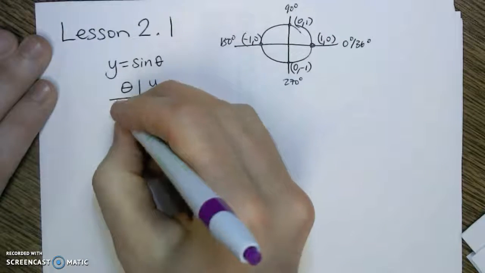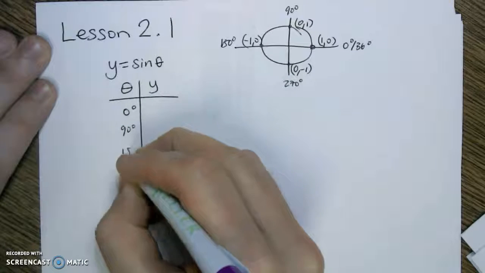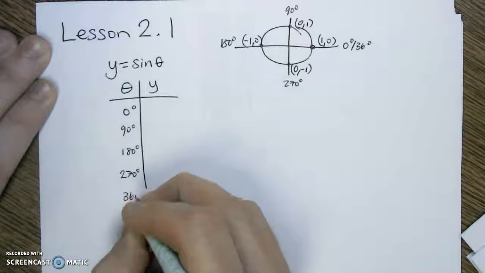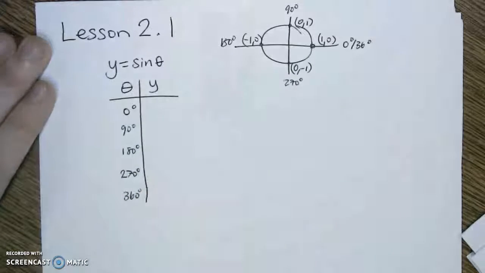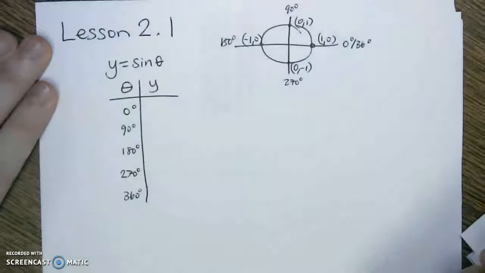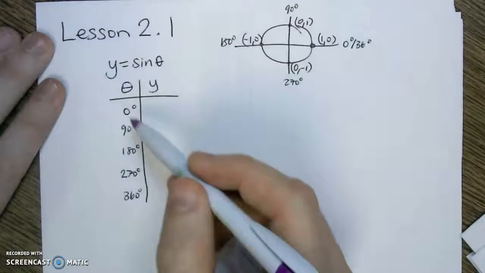So we've got 0 degrees, 90, 180, 270, 360. And that'll be one full circle, or once around the circle, which is called a cycle. Then we're going to find the y values at those points.